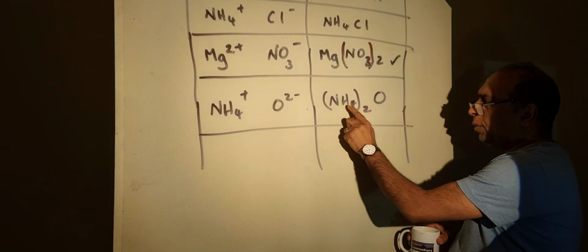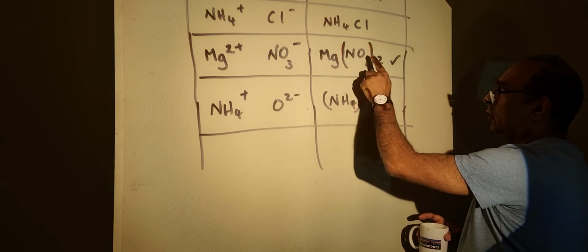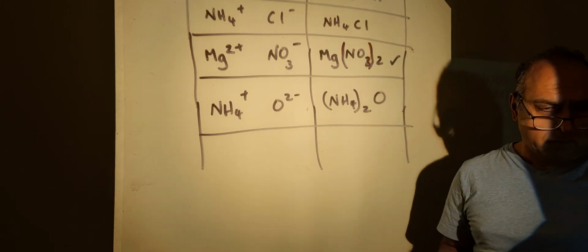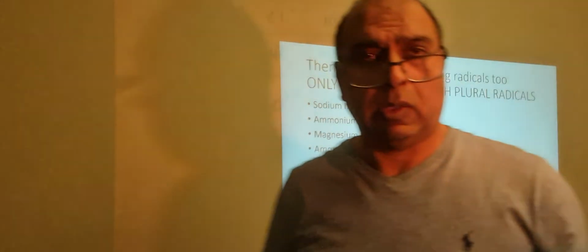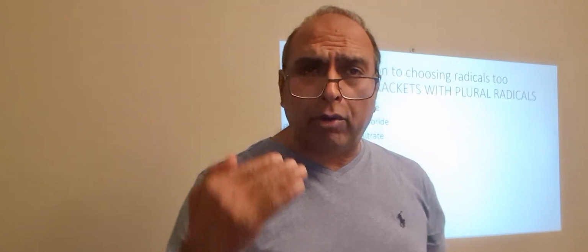Plural group, plural, singular group. Singular radicals, when we call them radicals. Singularly, when they're on their own, you don't need a bracket. When you've got more than one, plural radicals, is where you need a bracket.